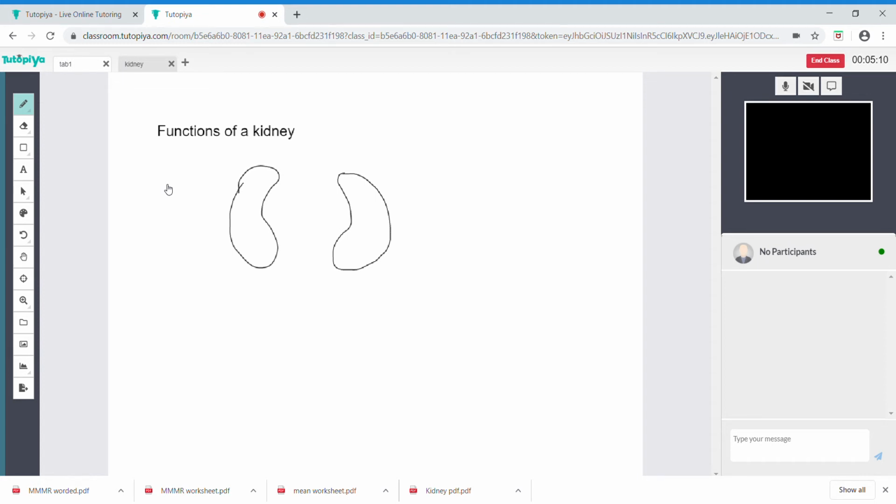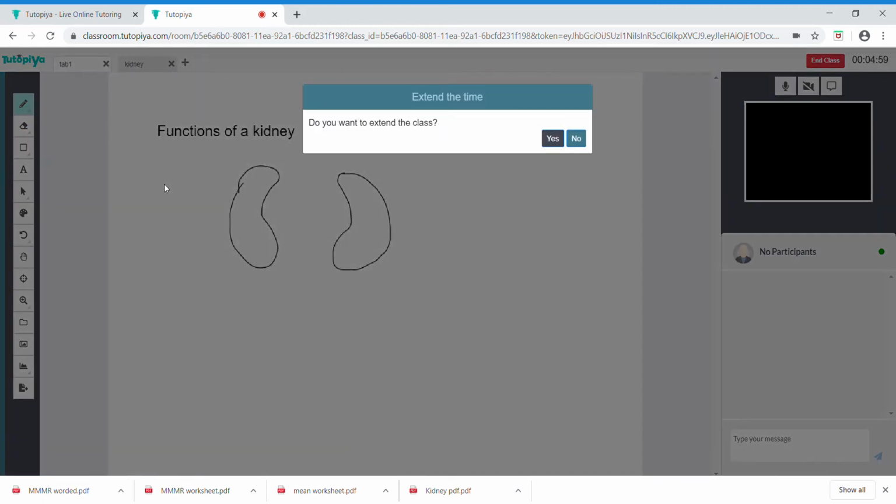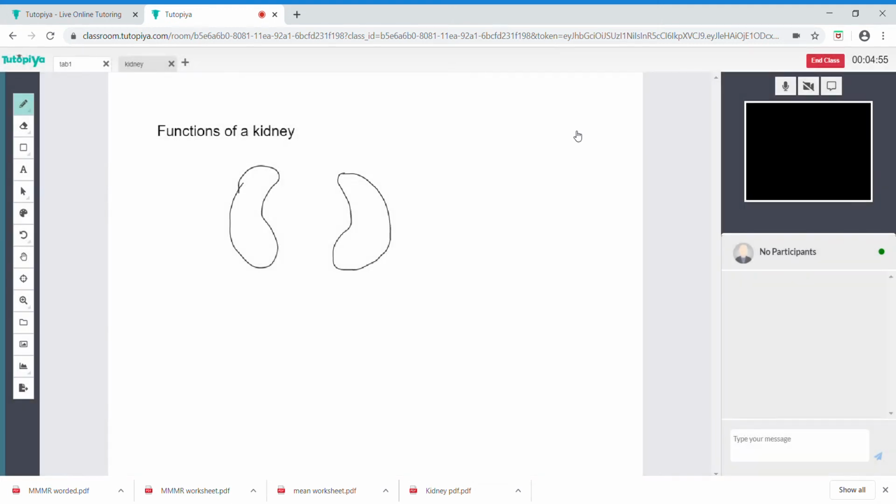So, what is excretion? Excretion is the removal of waste products from the body which were produced due to the process of metabolism. Metabolism is when a new product is produced in our body or when a complex organic substance is broken down in our body.